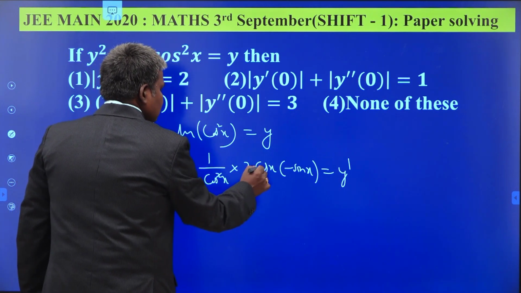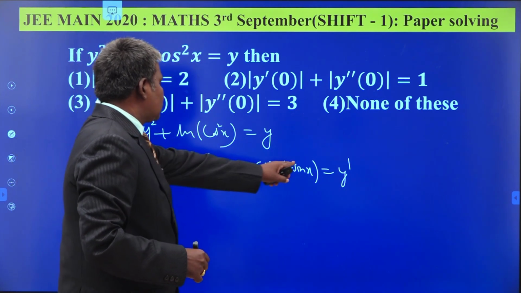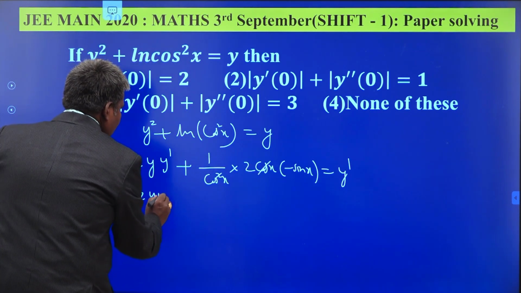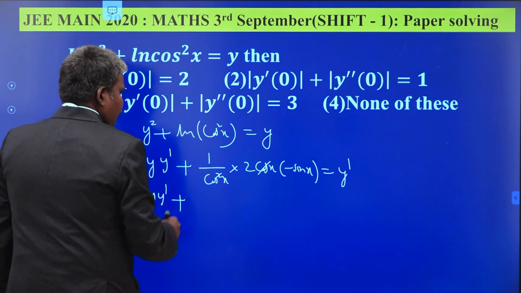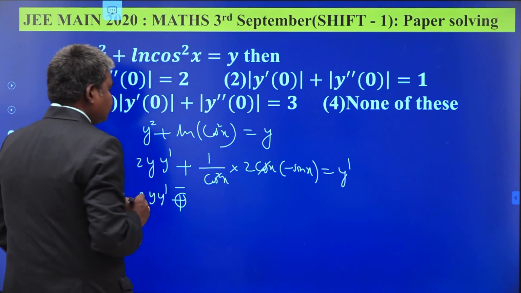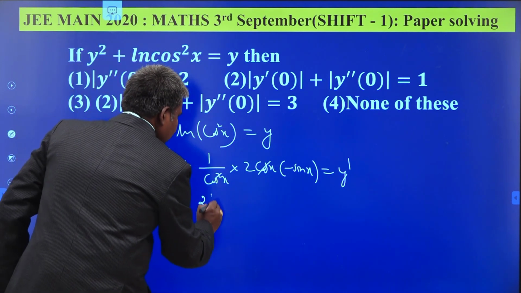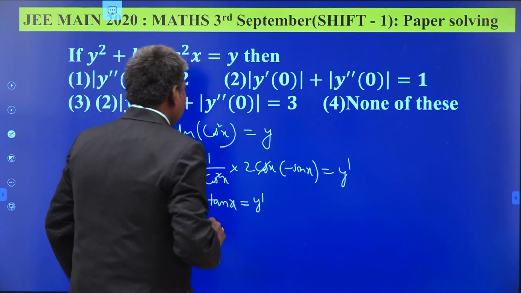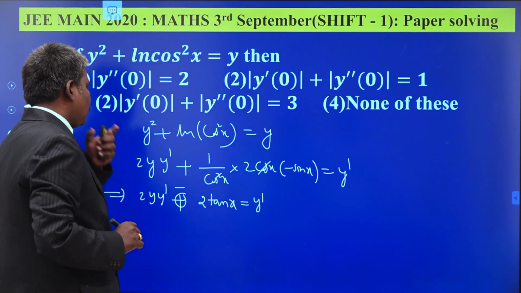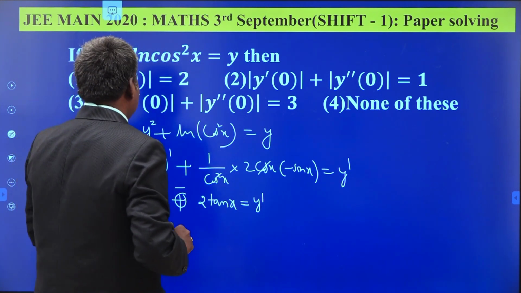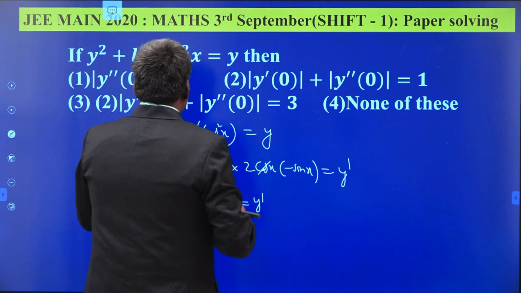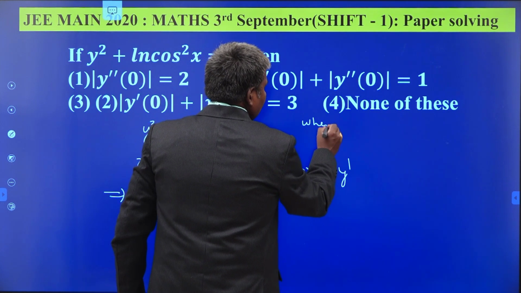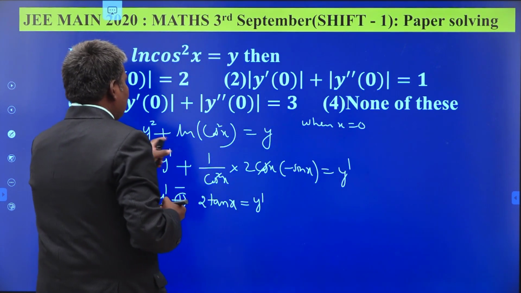So one cos gets cancelled. Sin by cos is tan, so minus 2 tan x. This implies 2y y dash plus minus 2 tan x is equal to y dash. We want to find out y double dash at 0. First you have to find out y dash at 0. When x is equal to 0, what about the value of y first of all? When x equal to 0, what are the possible values of y?